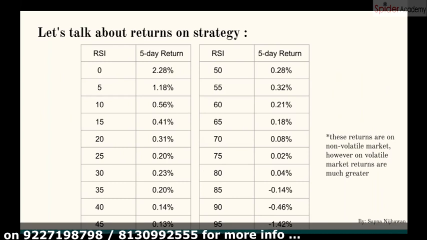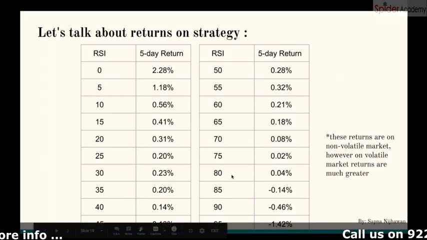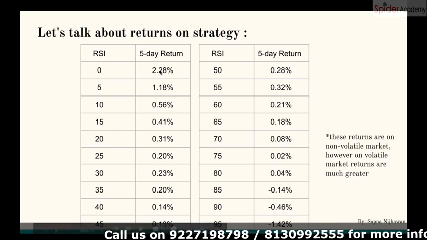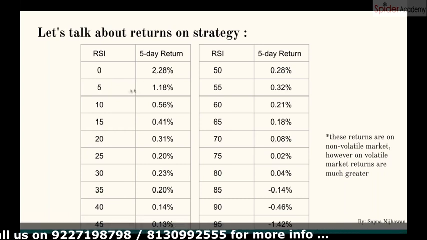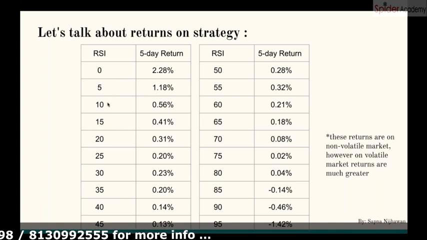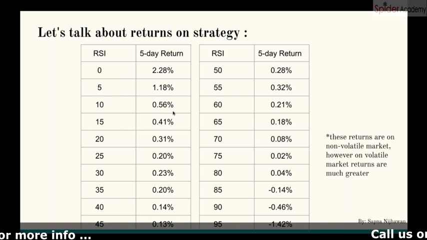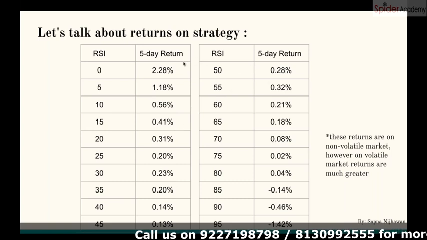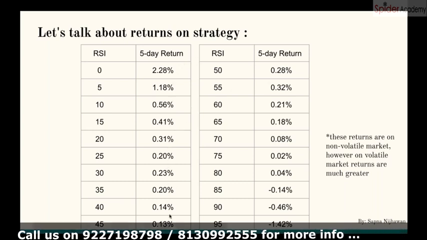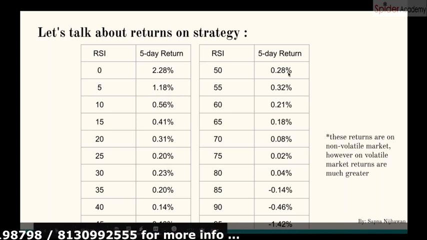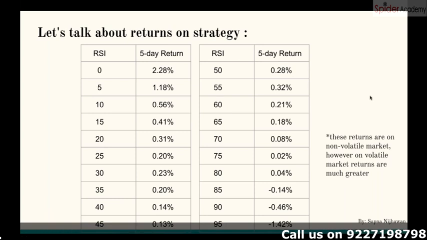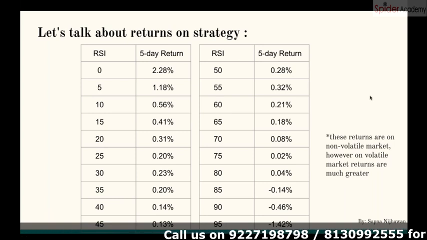So let's talk about returns on strategy. If you buy at zero, you will be making 2.28% from there. It goes to 5, another 1.18%, 10, another 0.56. So this keeps adding. Let's say I exit at 50, my total calculation will be all together adding this plus 50. So I'll be roughly making 5%, which is a great return for 5 days, 2 days, or 7 days.